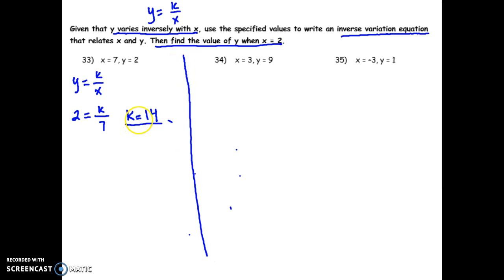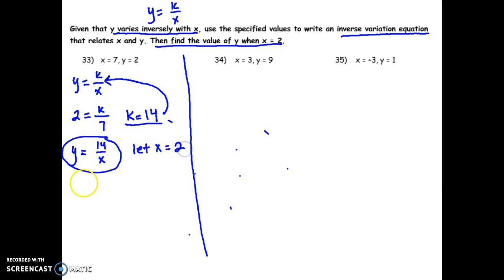This is the constant of proportionality. You then have to take that to write the equation and plug it back in. So your answer is actually y is equal to 14 divided by x. That's the first part of the answer, the equation. Then the second part says, find the value of y when x is 2. So let's let x be equal to 2. If you plug in 2, you're going to get y is equal to 14 divided by 2, which is 7. So an input of 2 gives you an output of 7. Okay, there's the second part.